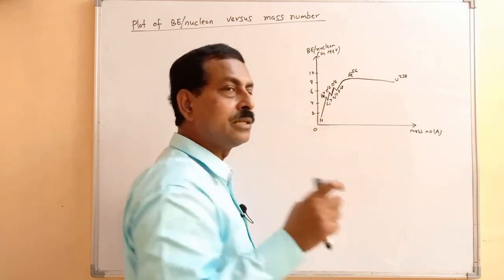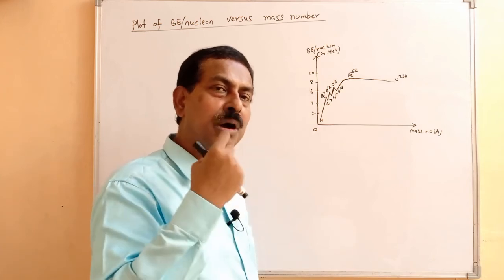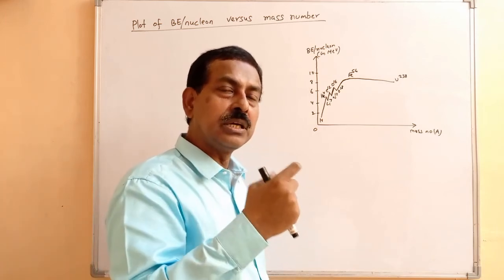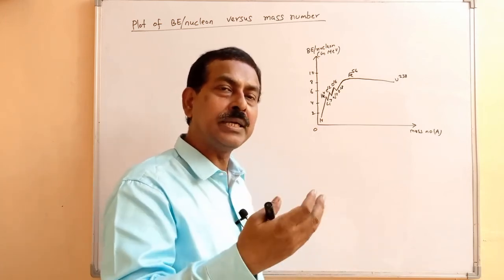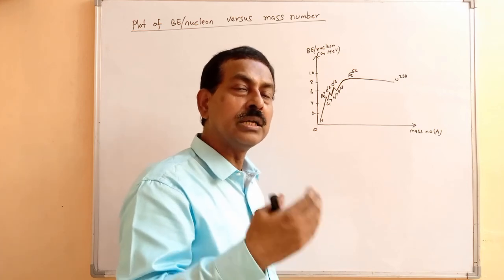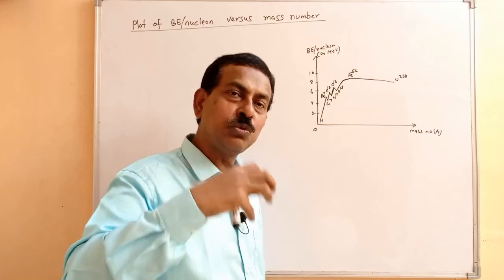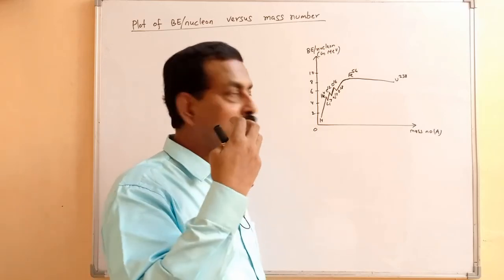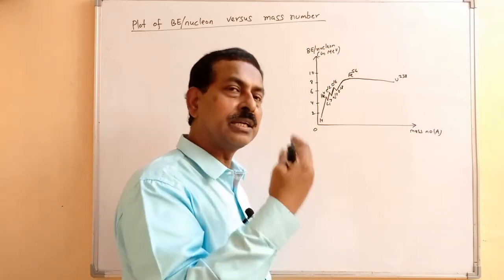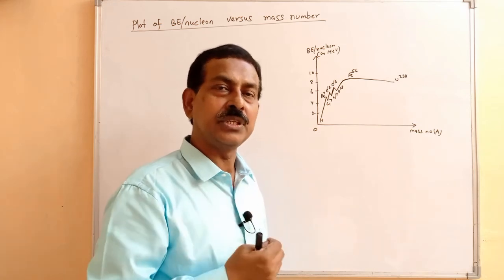So in that case, the nuclei which they will form after getting fused will have more binding energy per nucleon, that means they will be more stable. That is why lighter nuclei combine together to form heavier nuclei and give rise to the phenomenon of fusion.